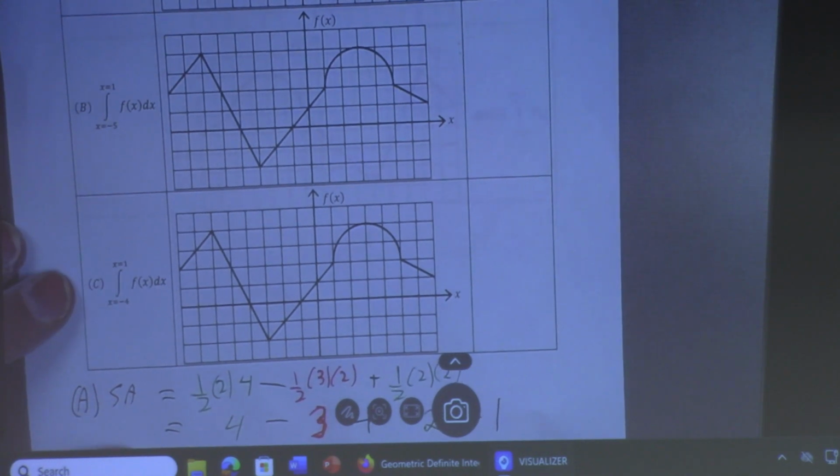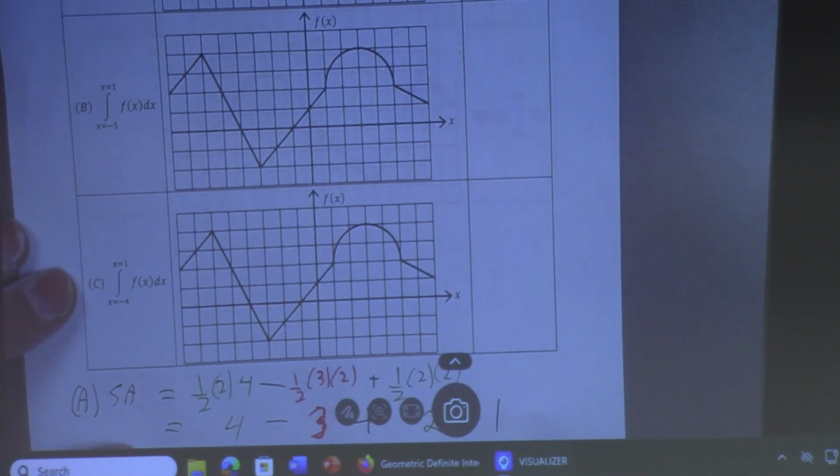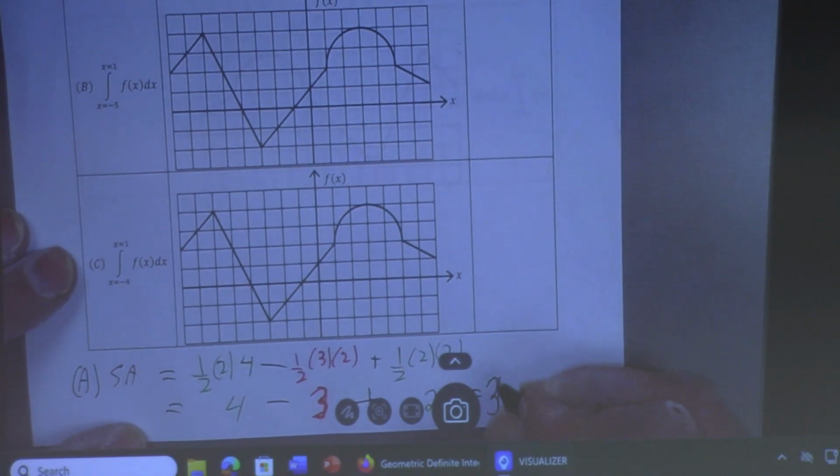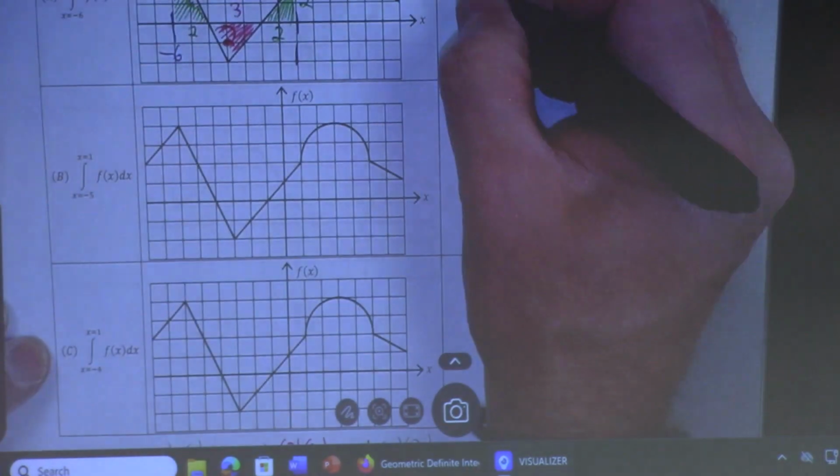Yeah? Signed area is 3, not 1. 3, good, excellent. You really need bells. So the 3 goes here.